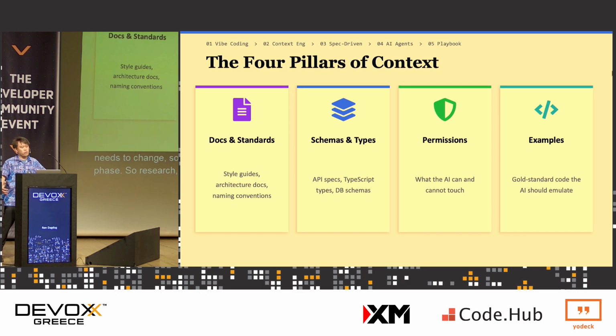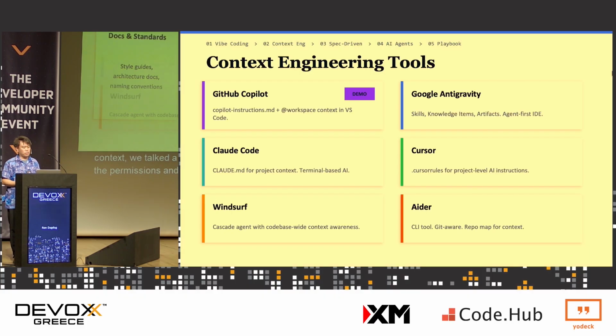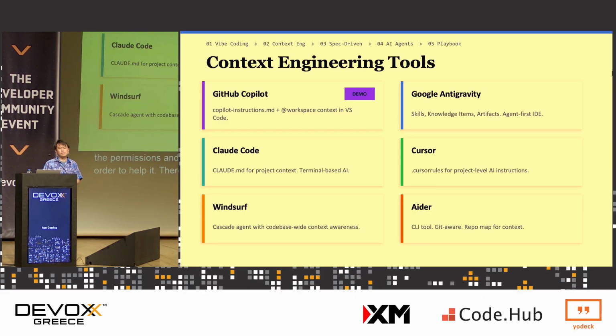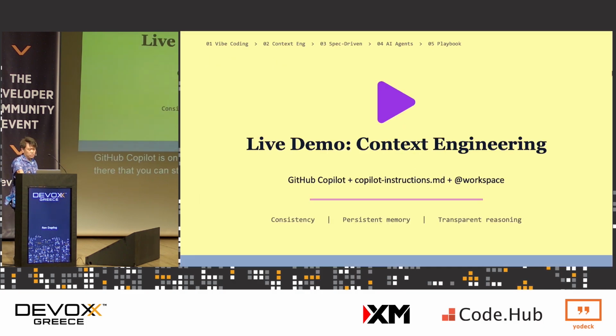In order to provide more context, we talked a little bit about the document standards, the schema types, some of the permissions, and some examples on how you provide them inside the context in order to help it. There are multiple context engineering tools available out there. A lot of them are integrated with your IDE. You've heard of Cursor, Claude Code, Anti-Gravity. GitHub Copilot is one I'm going to demo a little bit today. But there are a lot of tools out there that you can start using for this. So, a little bit about context engineering.